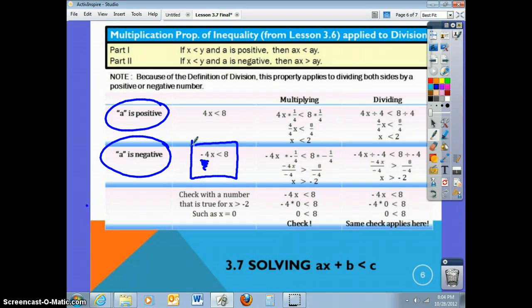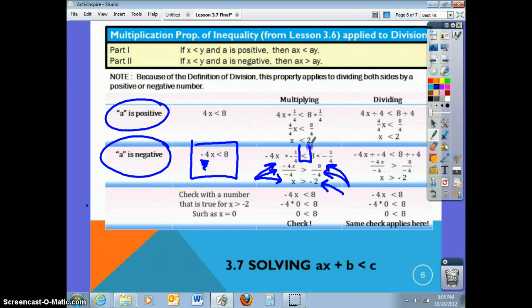So I want to get rid of a, and that's a -4. I'm going to multiply both sides by the reciprocal of -4, which is -1 over 4. When I do that, I get -4x over -4 on the left side. I get 8 over -4 on the right side. The -4's cancel. I get x on the left side, and I get -2 on the right side.